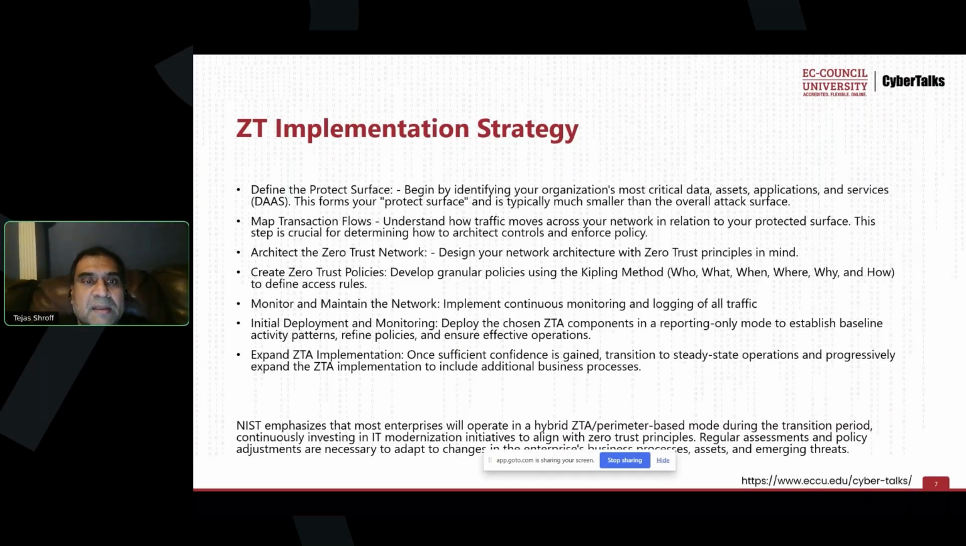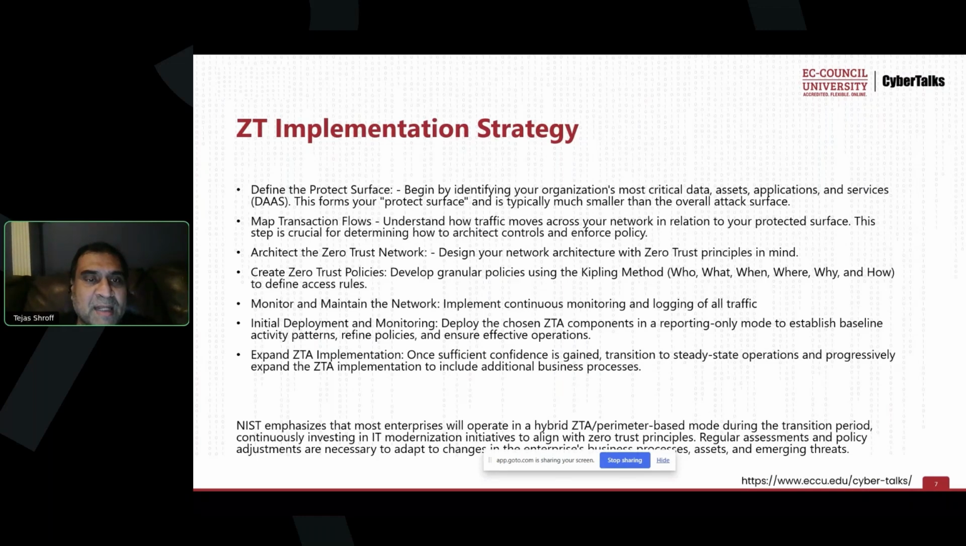The attack surface gets added some of the things which you don't want to protect, but basically get exposed, which adds to your attack surface. It is definitely larger than what you want your protect surface to be.